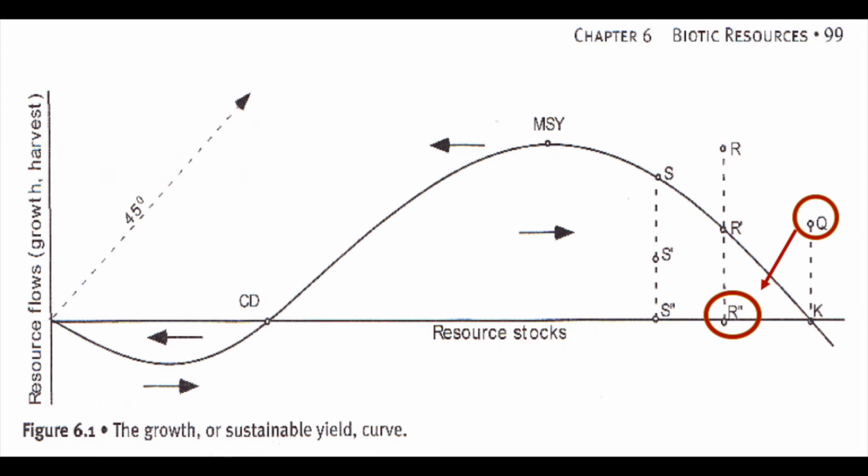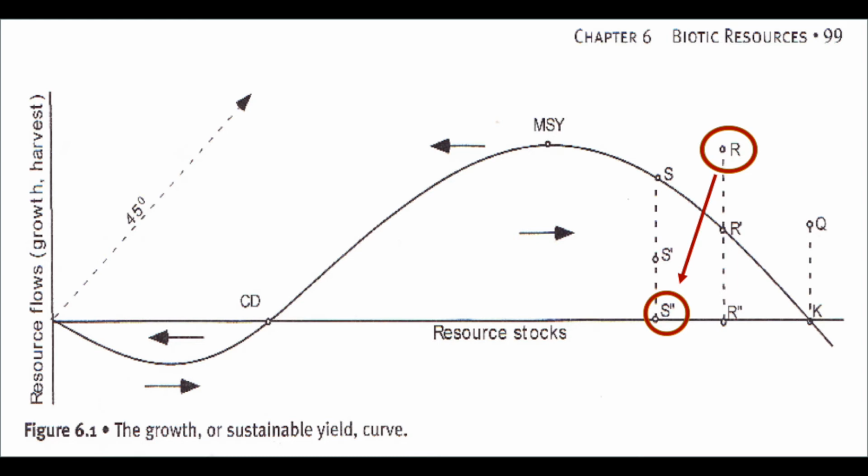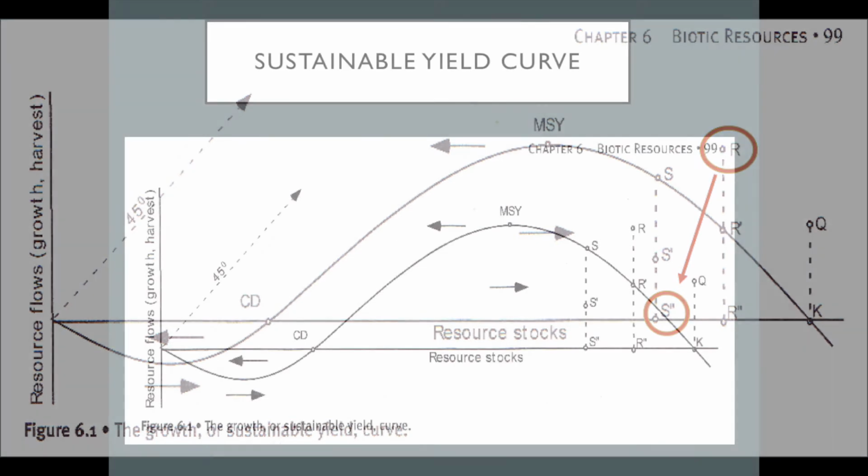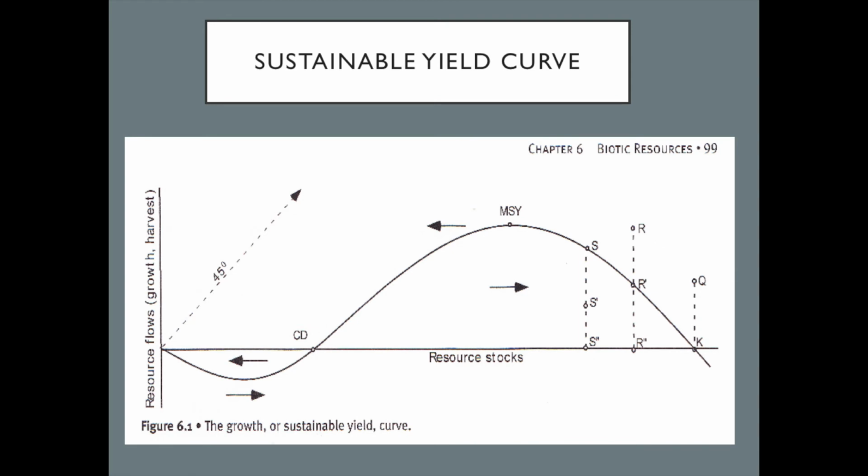But if we continued and at R double prime, capital R was extracted, then we would be at S double prime the next period. The idea is to stay as close as possible to the sustainable yield values on the sustainable yield curve. This curve can be used for most renewable resources, including lumber or forests, fish catch, or any biological resource that is replenished by reproduction.